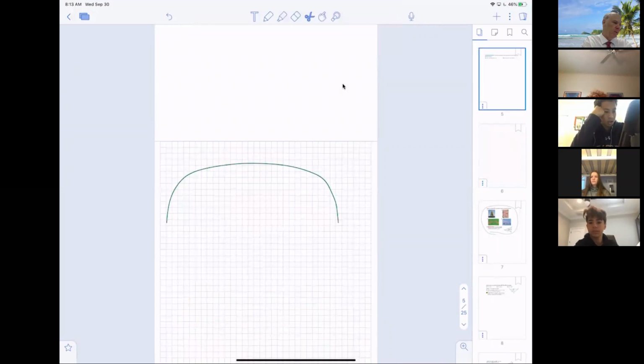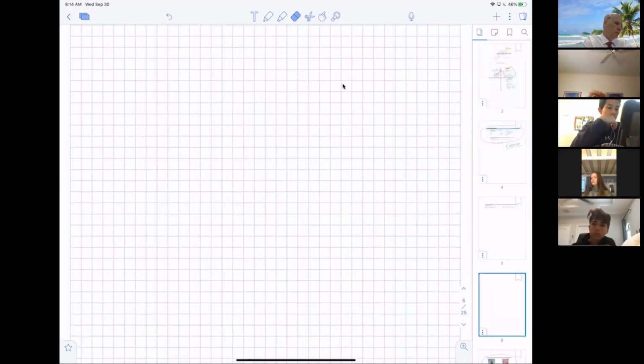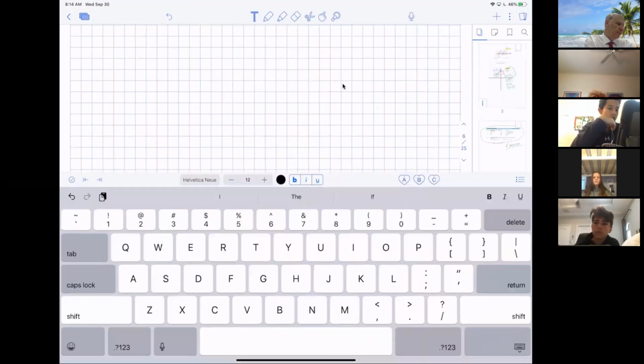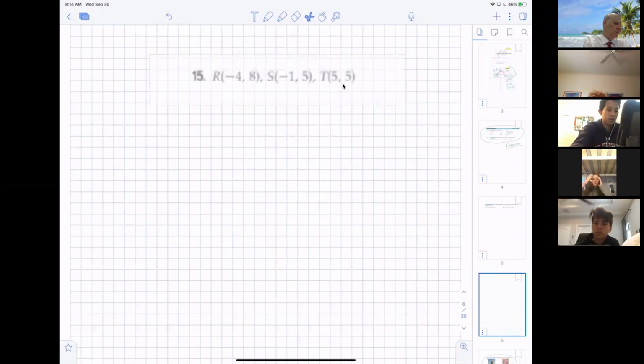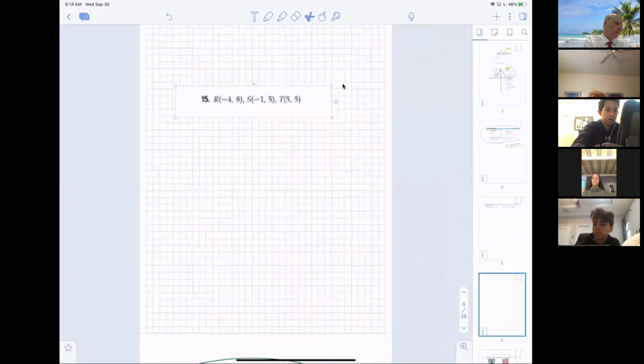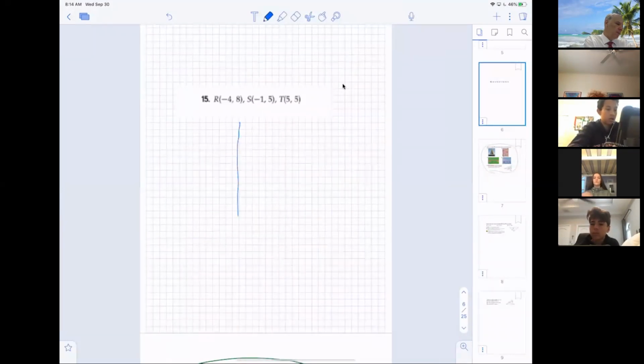I just like using graph paper just because I think it's easier. So here we go. So I'm going to paste. Going slow today, sorry guys. All right, so here we go. So let's just go ahead and make a graph.